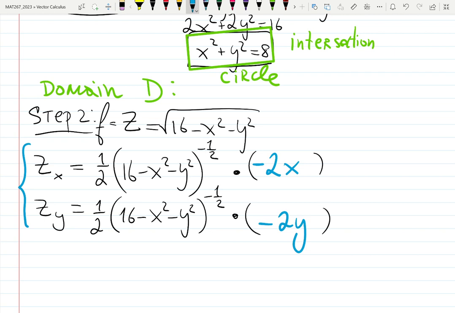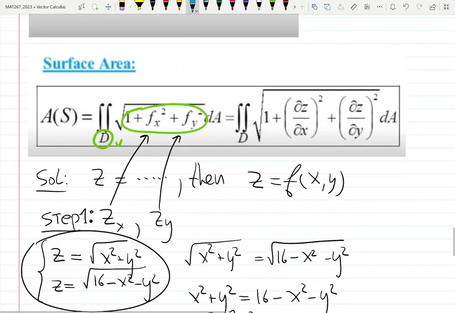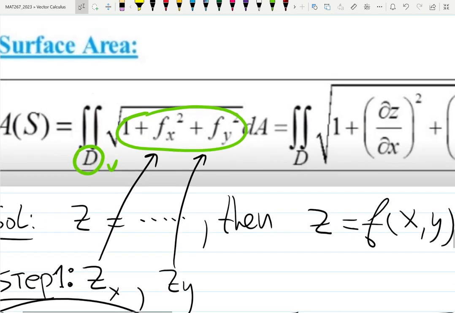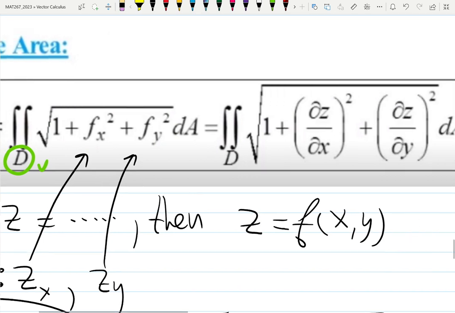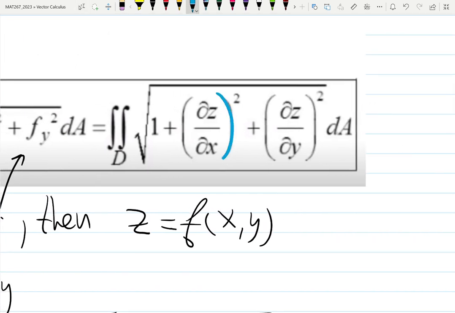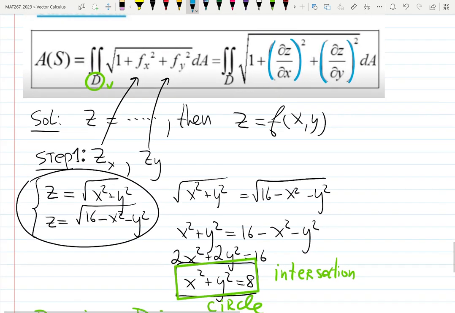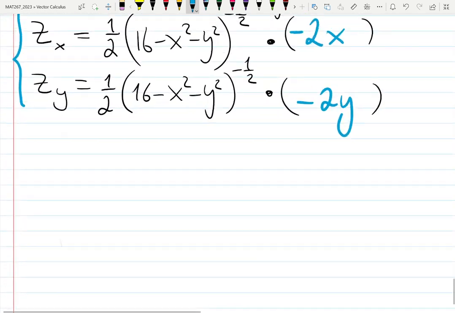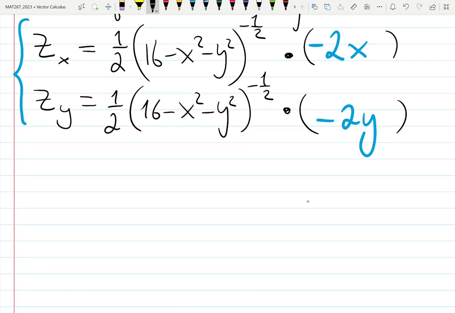Before we would find the cross product. We're not going to do it anymore. That is good enough. I keep staring at the formula. The formula says the square root of 1 plus derivative squared plus derivative squared. See, this is the one with z with respect to x and z with respect to y squared. So this is a shortcut. Step 3.